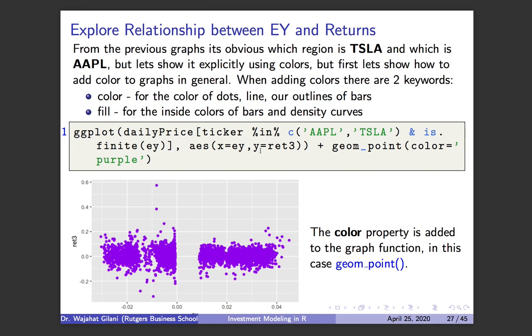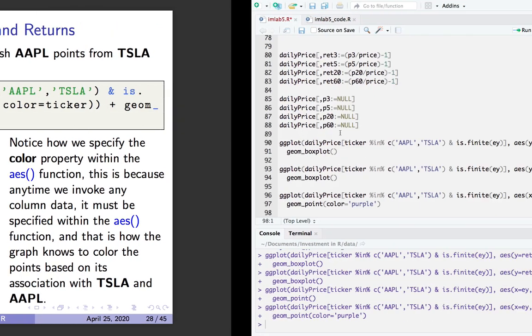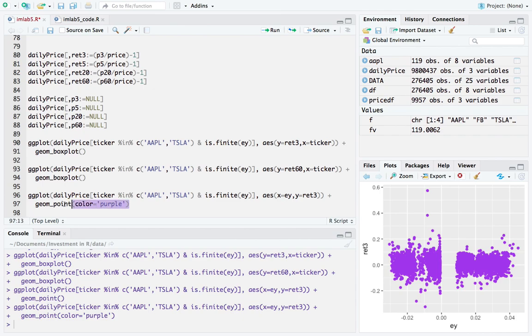But let's take it one step further. And now let's change the color based on which ticker it is, whether it's Tesla or Apple. And how do we do that? We're now going to take this color property that's here, copy this.